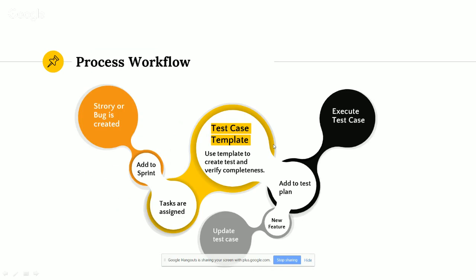This is the process workflow as I envision it. As you can see in the yellow, there is only one new step in the process, but that could amount to such drastic changes and benefits. Initially, a story or bug is created. We add it to the sprint. Tasks are assigned. Then we use the test case template to create the test case to verify that it's accurate and complete. Then we add that to the test plan. Either we add a new feature and update the test case, or we execute the test case.